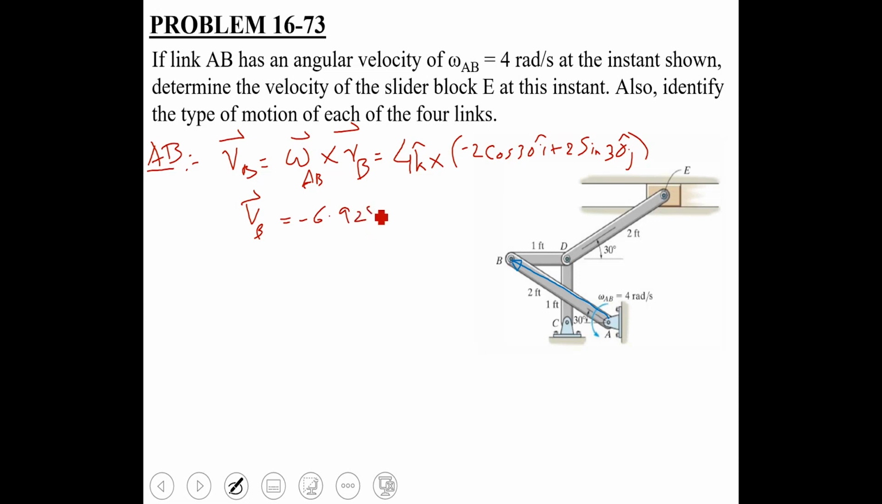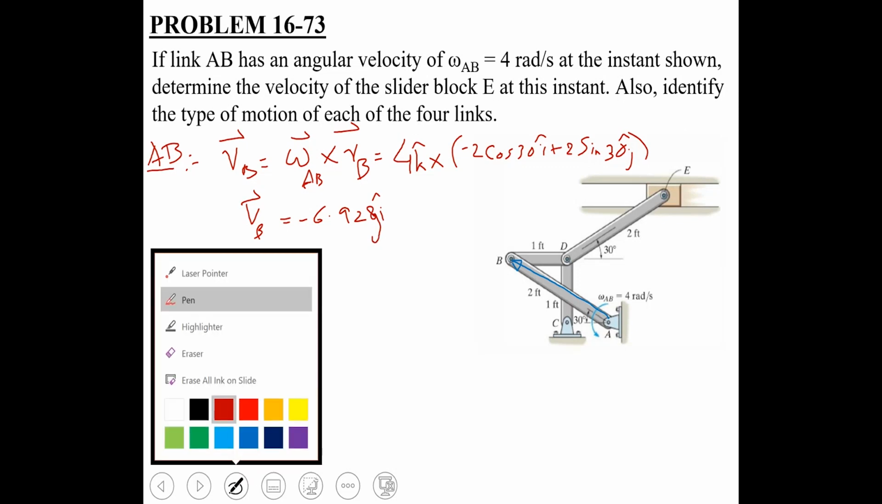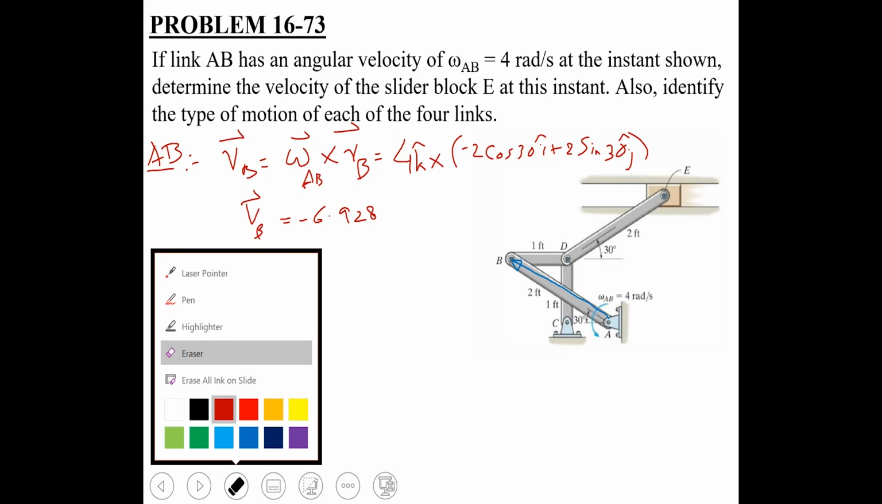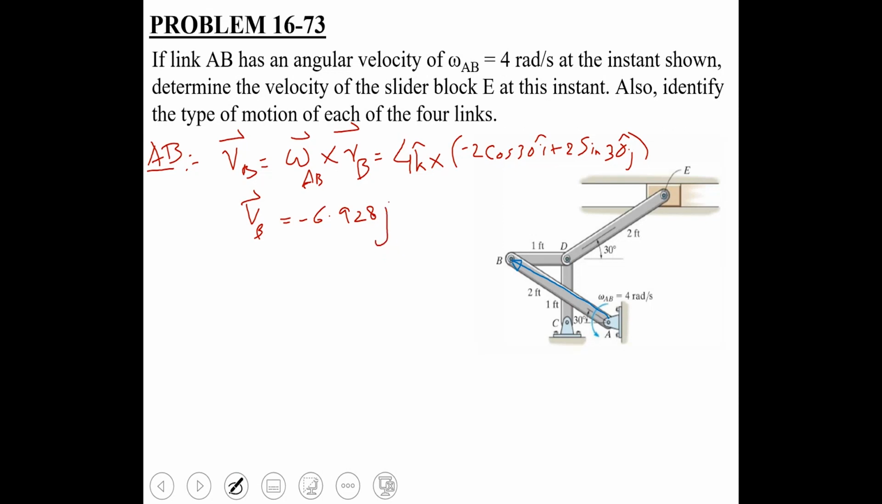Vb equal to minus 6.928 i, sorry, minus 6.928 j. So minus 6.928 j minus 4i. ये आपके पास velocity of point B आ जाएगी, and the units here are feet per second. So VB comes out to be minus 6.928 j minus 4i.